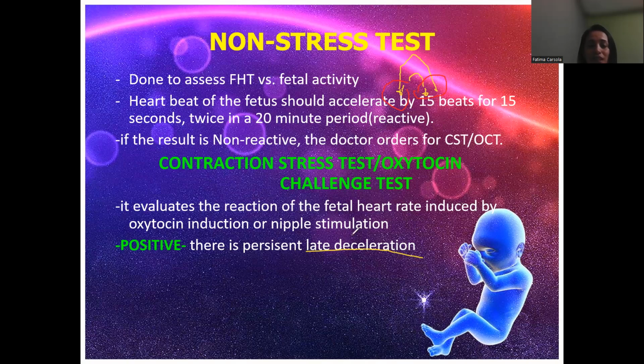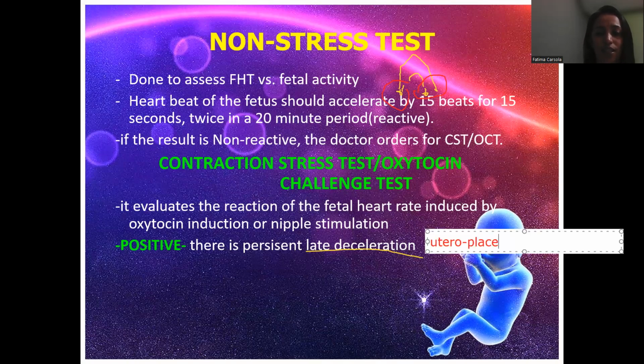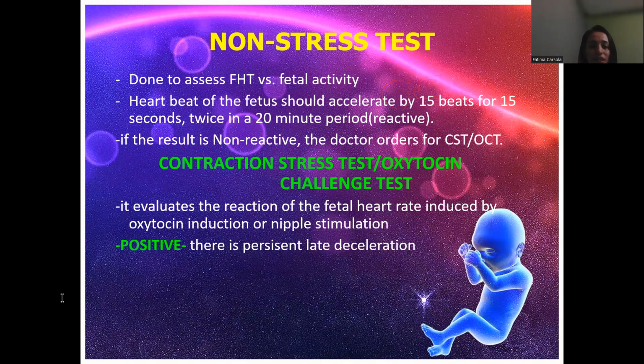Late deceleration is because of what we call uteroplacental insufficiency. So when the result is positive, there is persistent late deceleration, and it may be because of uteroplacental insufficiency. At the start of the contraction the FHT decreases, and even at the end of the same contraction it is still decreased. Again, this is a medical emergency. The baby should be born immediately at this point in time.